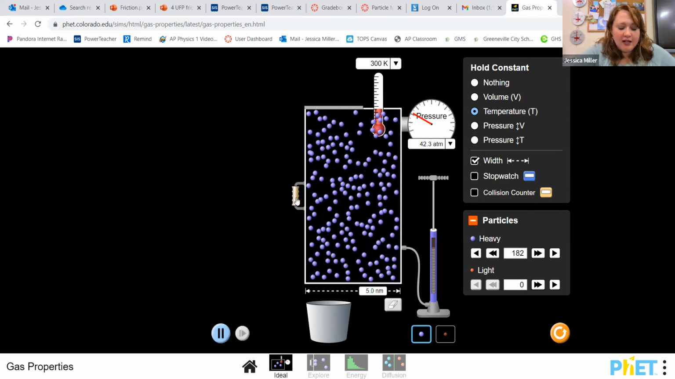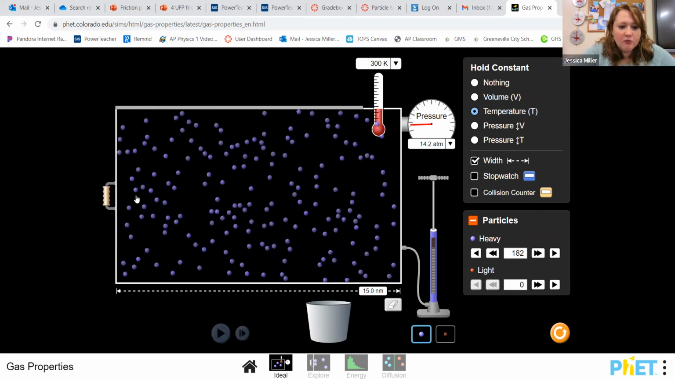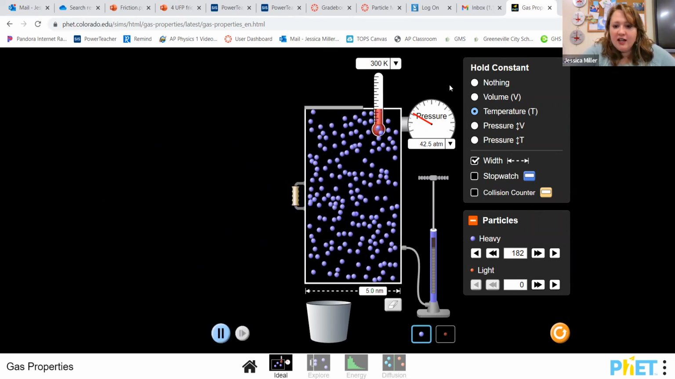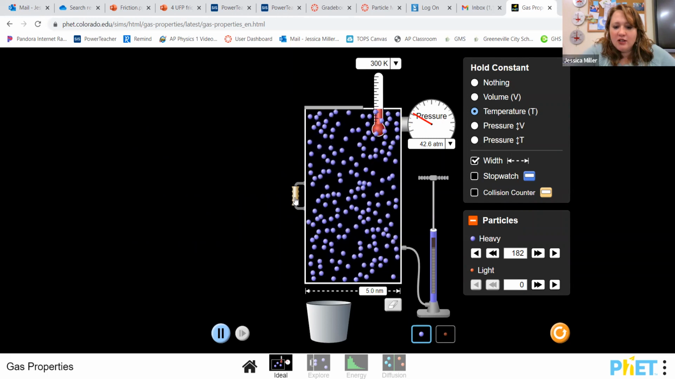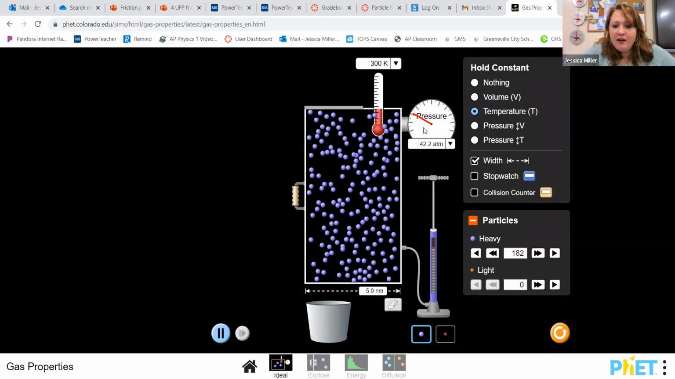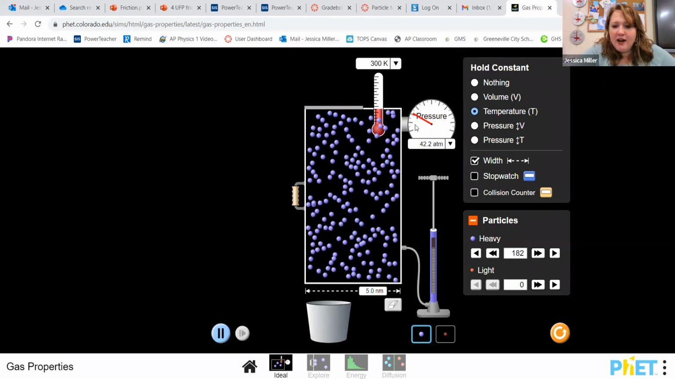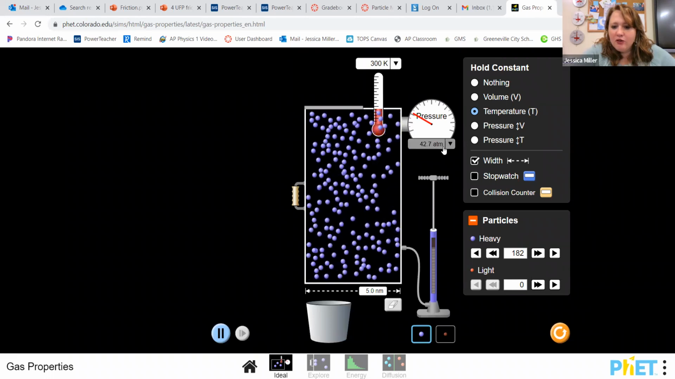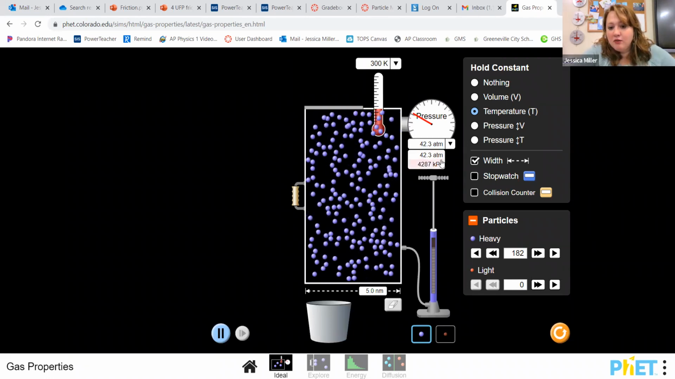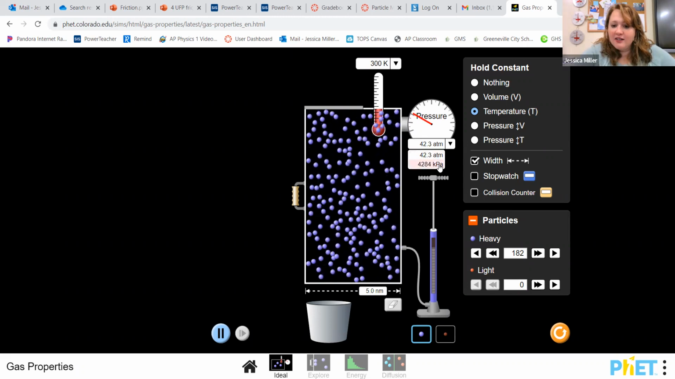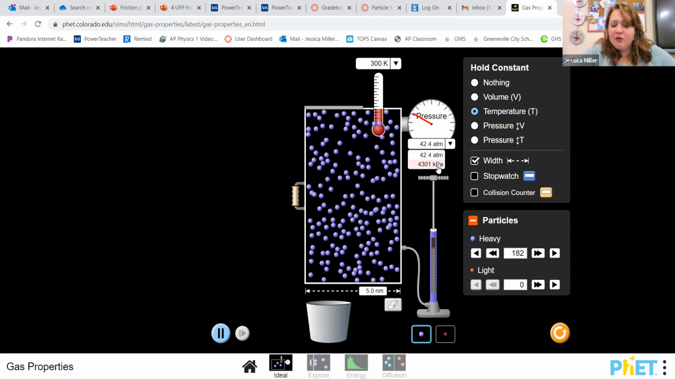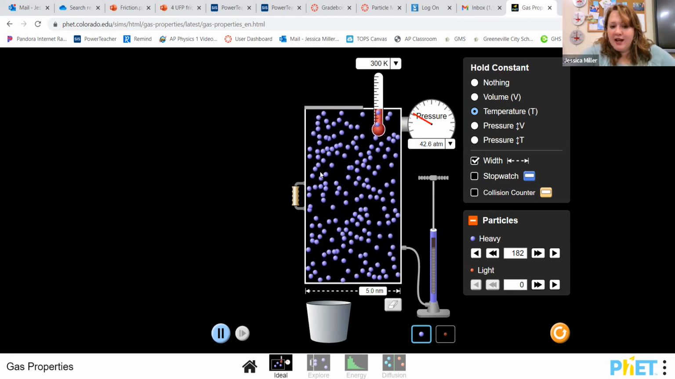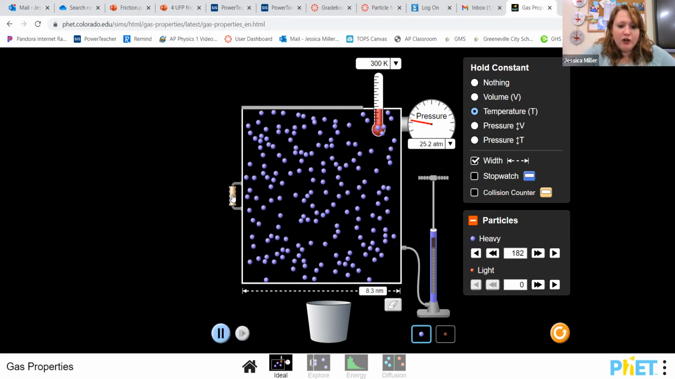So you can take this little handle here and you can move it out and you can move it in and look at how the pressure is changing. So when it's very tight, it seems that we have a higher pressure. Now, you can use whatever units you want. You can use atmospheres. Well, not whatever units. It looks like the only options are atmospheres and kilopascals. I would recommend using atmospheres, but it's not going to matter for your graph.